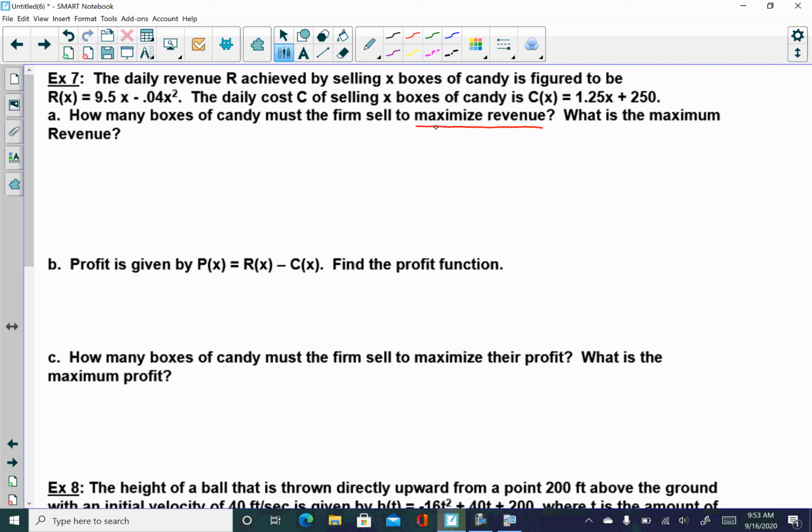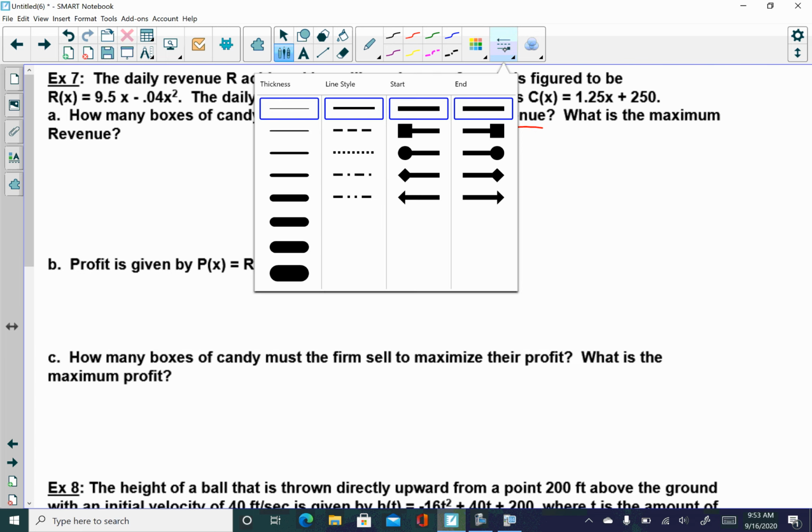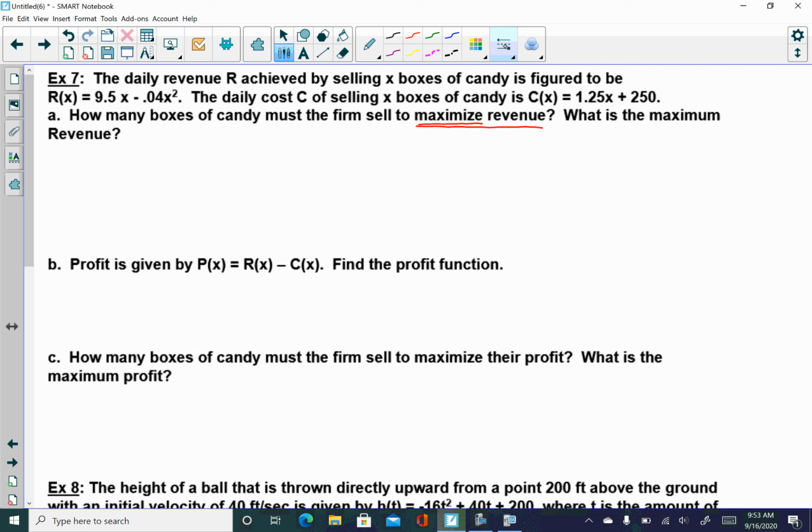So, what term have we talked about today that references that you are maximizing something? Hopefully you agree that that would be your vertex. And just going ahead and letting you know where we're headed: anytime you see that word maximize or minimize, almost always you're referring to the vertex, okay? So here we want the vertex of that revenue function.